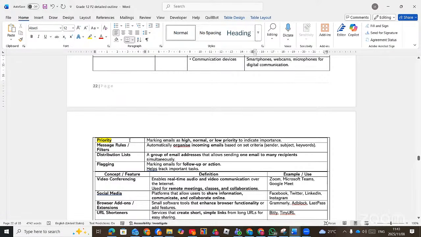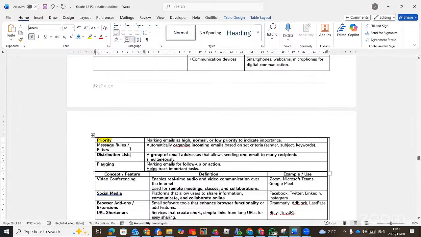When you say priority, like in last year's question paper, it is marking emails as high, normal, or low to show that it is important. Flagging is for a follow-up, to track important tasks for a follow-up. And we have the distribution list, a group of email addresses that allows one to send emails to many recipients at the same time. We call it a distribution list.